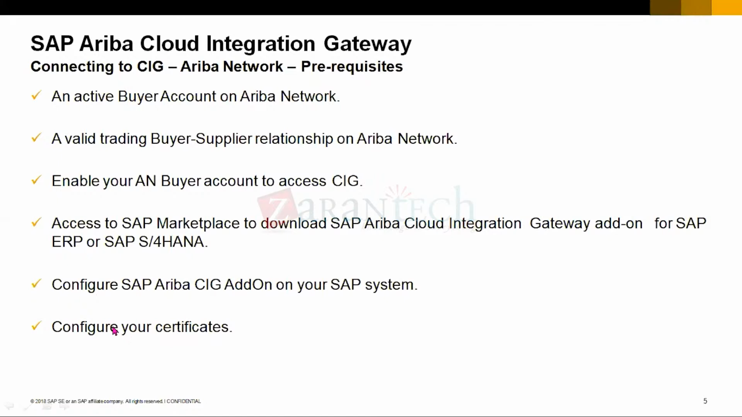And configure your certificate. I would say this is mandatory as part of the add-on configuration, because the certificate links your Ariba CIG tool to the ERP system, so that should be in place. Even so, I don't think it stops the enabling of the CIG component. Even without this, the SAP team can enable the CIG. So this is just high-level information about the prerequisites.